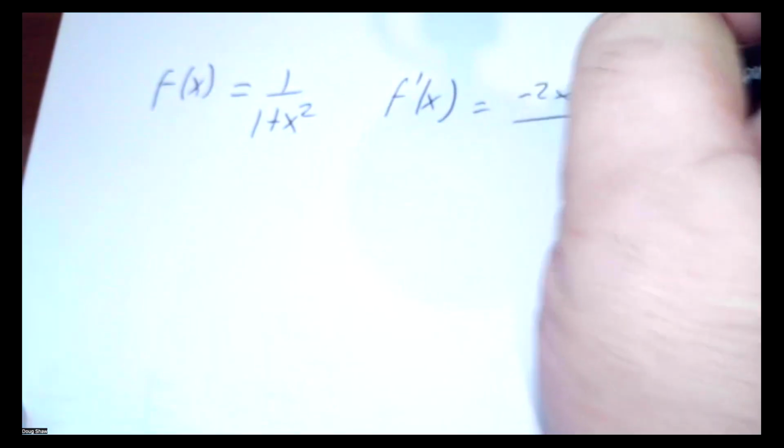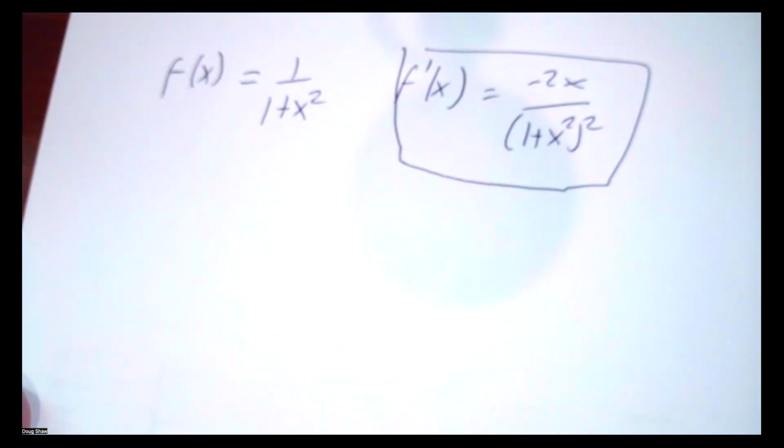So we need to find the second derivative for possible points of inflection. F of x equals 1 over 1 plus x squared. F prime of x is -2x over 1 plus x squared, squared. But now we need to find the second derivative, the double prime.